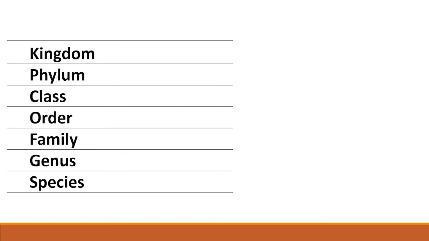All right, let's look at all of our groupings of life. Here they are: kingdom, phylum, class, order, family, genus, and species. Will you please say them with me now? Please use a funny voice. Go. Kingdom, phylum, class, order, family, genus, species. Nice job. I like your funny voice.